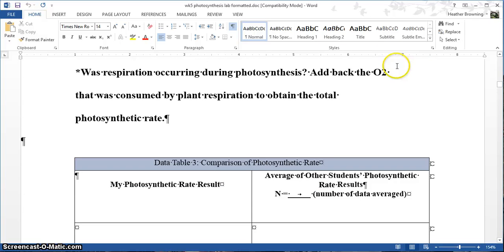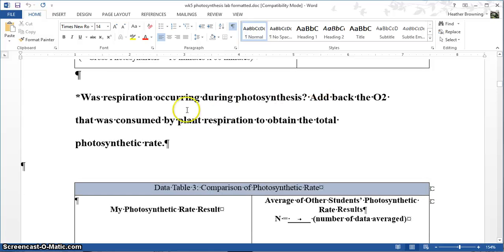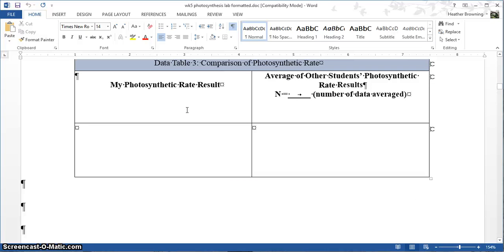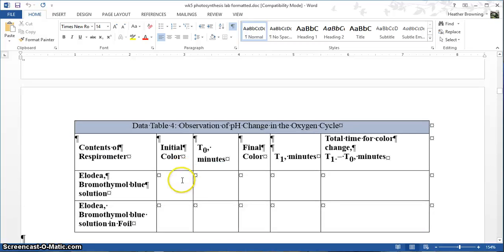Then you have the answer, was it happening? Then you add some stuff in and see what happens. You only have to say, was it happening? Okay. Then we do table 3. Which apparently randomly isn't in my answer sheet. So it's going to be your rate result. Oh, because it's just a summation and the average of the other ones, which hopefully we'll share, right?